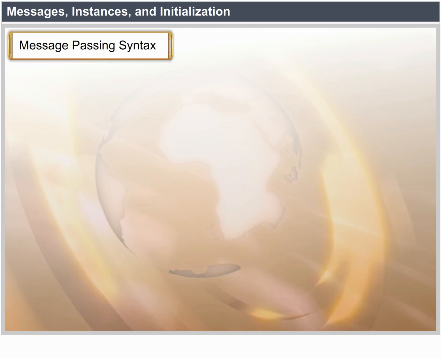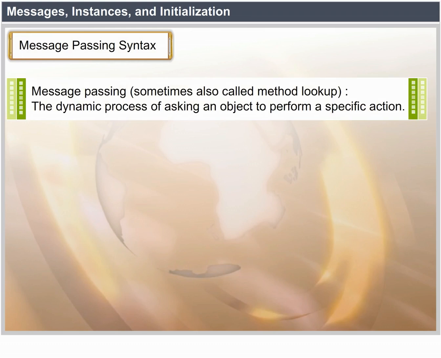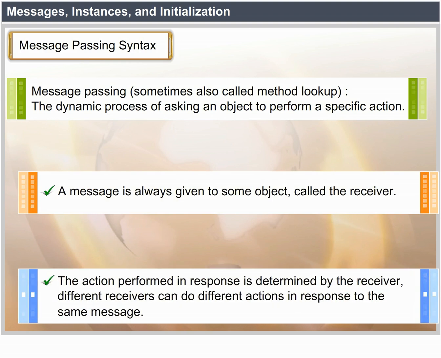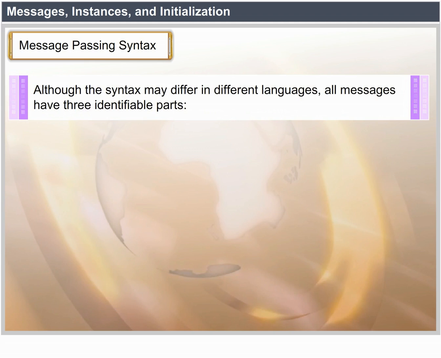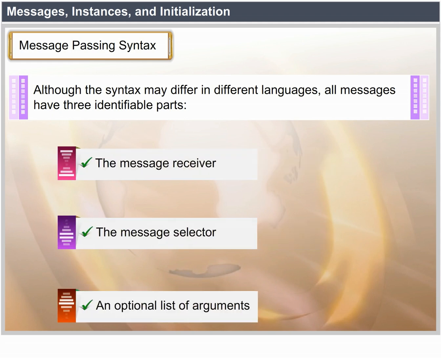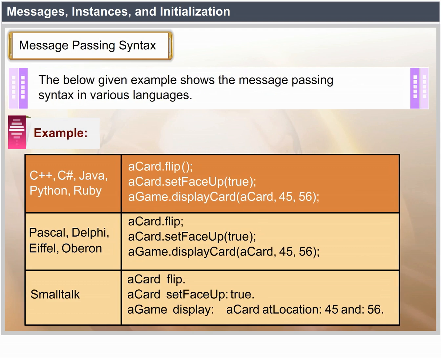Messages, Instances and Initialization. Message passing syntax. Message passing, sometimes also called method lookup, is the dynamic process of asking an object to perform a specific action. A message is always given to some object called the receiver. The action performed in response is determined by the receiver. Different receivers can do different actions in response to the same message. Although the syntax may differ in different languages, all messages have three identifiable parts: message receiver, message selector, and an optional list of arguments. The example below shows the message passing syntax in various languages.